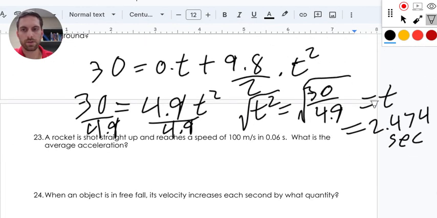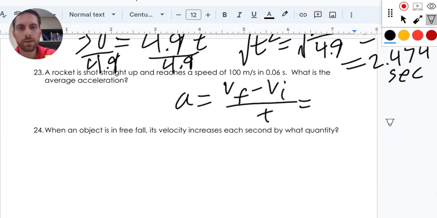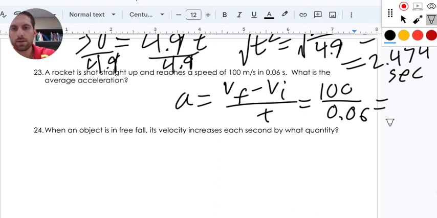Alright. This problem is kind of poorly written, but we're going to assume it's from 0. So using our acceleration equation, a equals Vf minus Vi over t. It's 100 divided by 0.06, which equals 16.6 repeating.